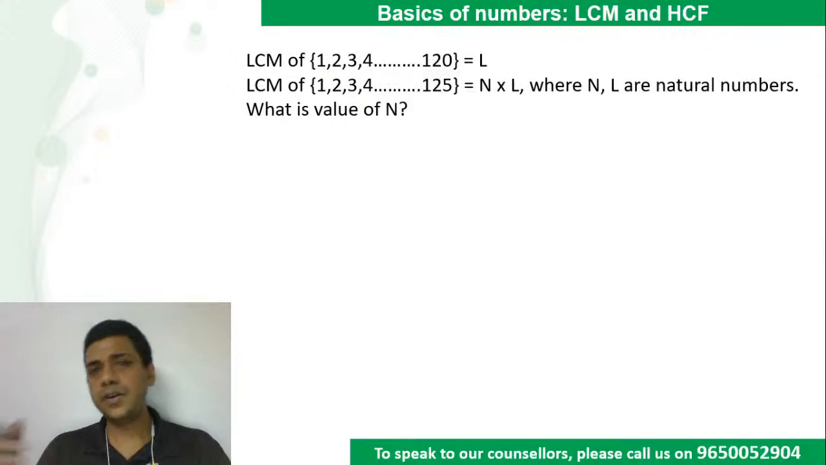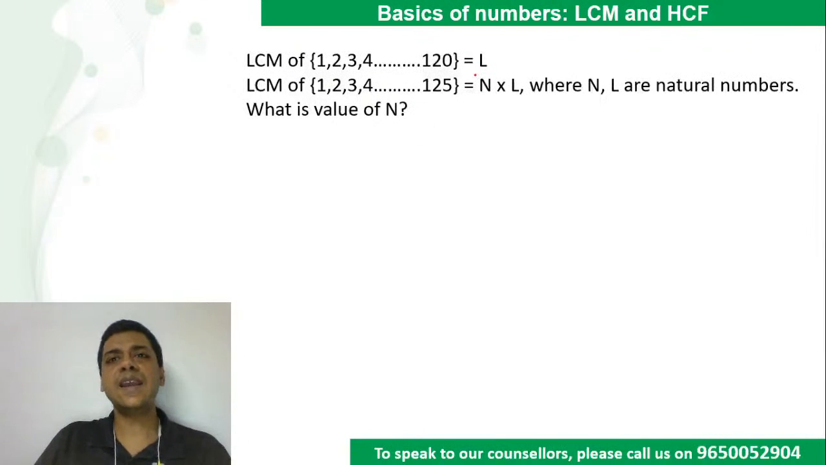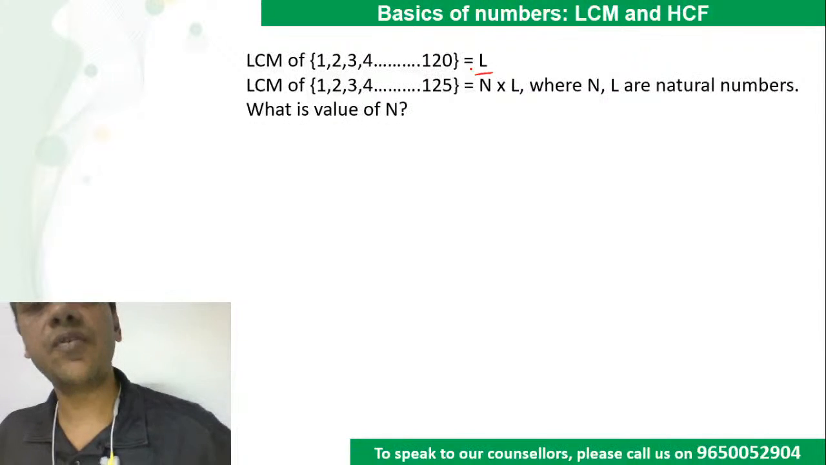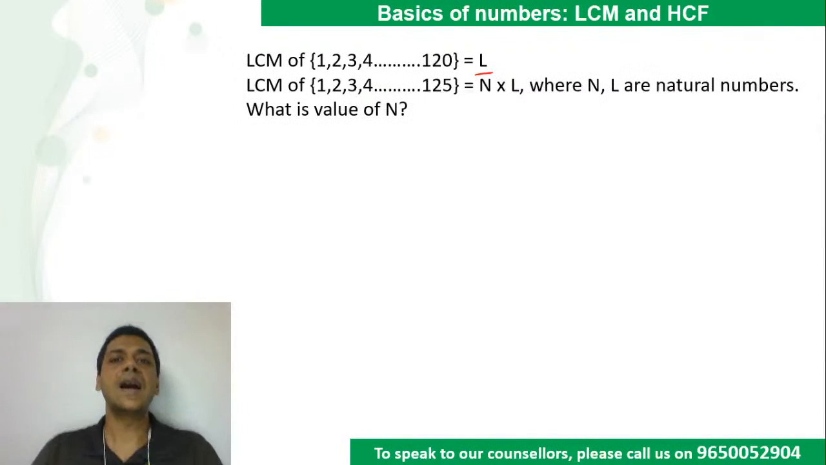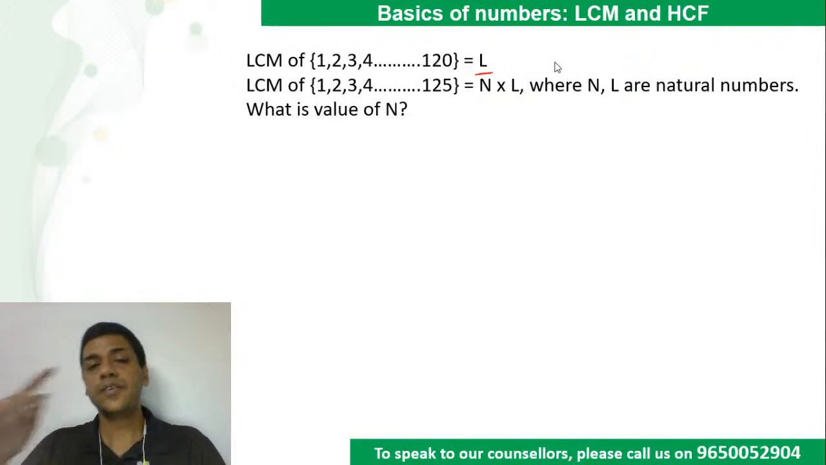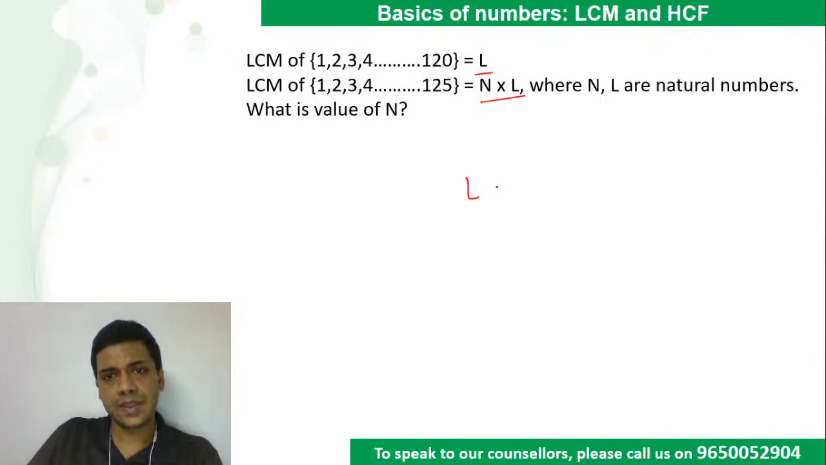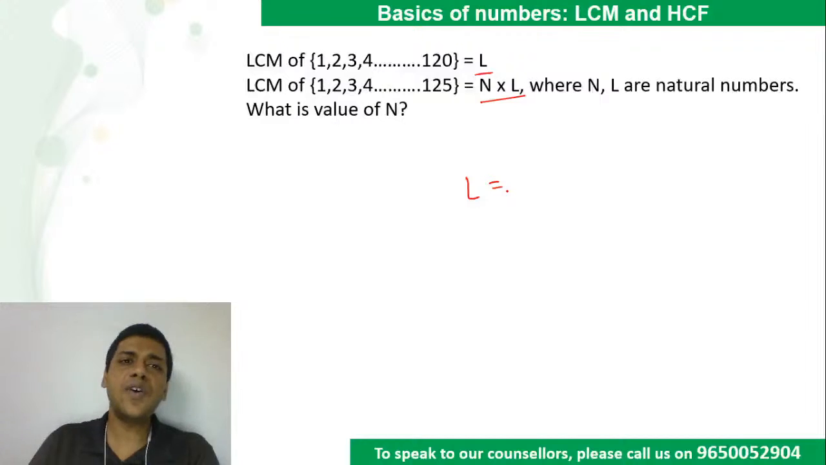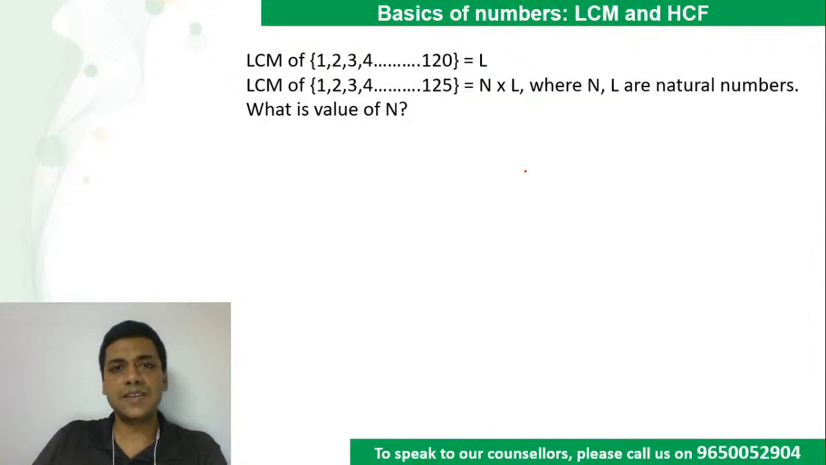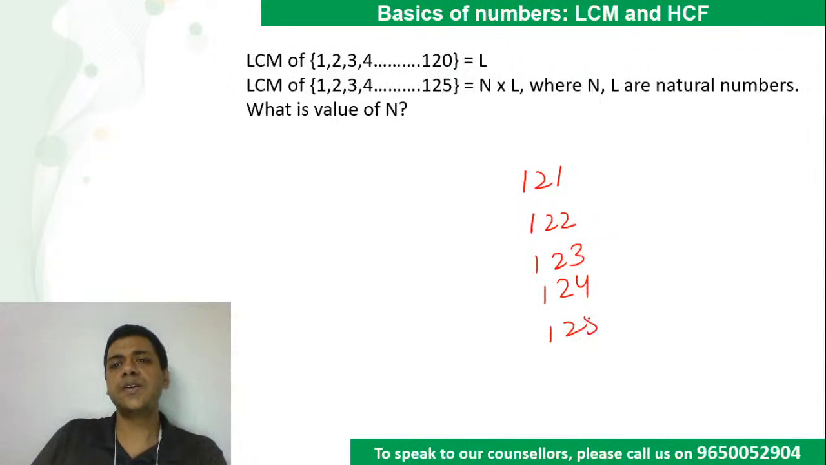Okay, so when I say LCM of all the numbers from 1 to 120, can I say L is highest power of each and every prime factor from 1 to 120, and L into N is highest power of each and every prime factor from 1 to 125. So now first of all, what's the difference between L and L into N? The difference is basically 121, 122, 123, 124 and 125.